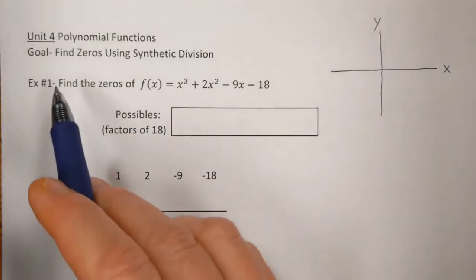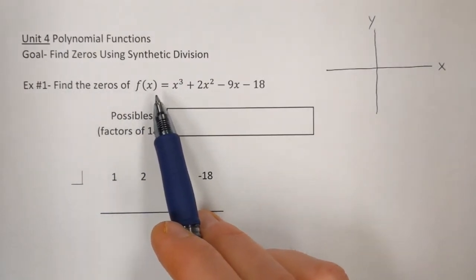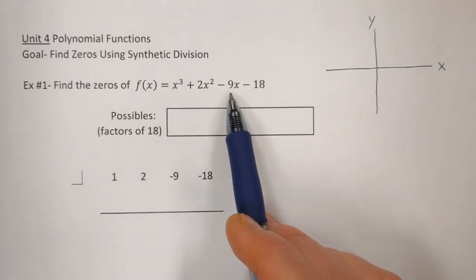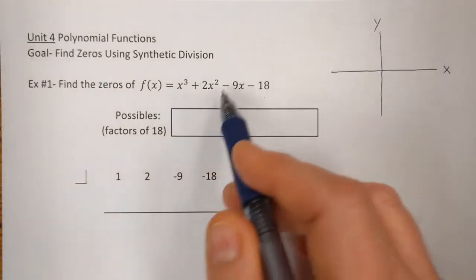Okay, let's look at this first example. The first example here says find the zeros of this function f of x equals x to the third plus 2x squared minus 9x minus 18. Let's think what we know about this for a second.